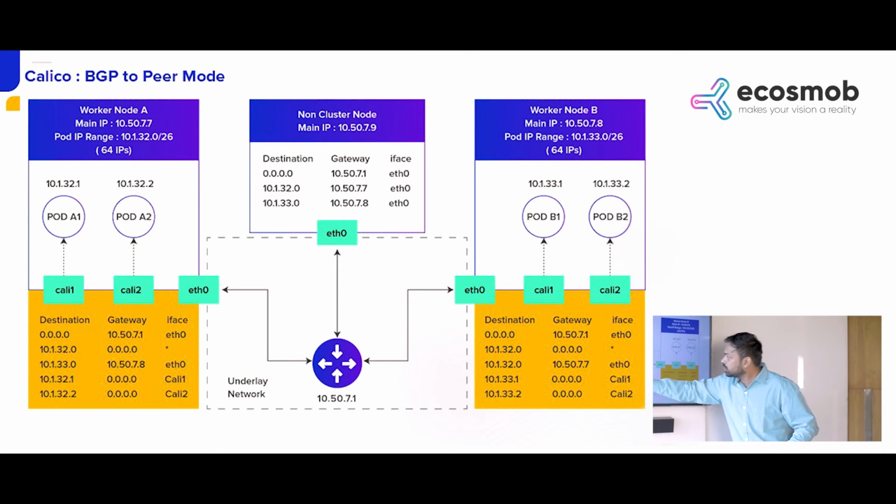So when this packet reaches over here, you can see that let's say pod B1 wants to reach pod A1. Okay, for example. So what will happen is that a packet will go out from here and it will be going through the gateway to ETH0, and then ETH0 will look at the routes. Okay, so 10.1.32.1 is assigned to Cali1. And what is Cali1? It is this interface. So from there it will be directly sent to the pod A1.